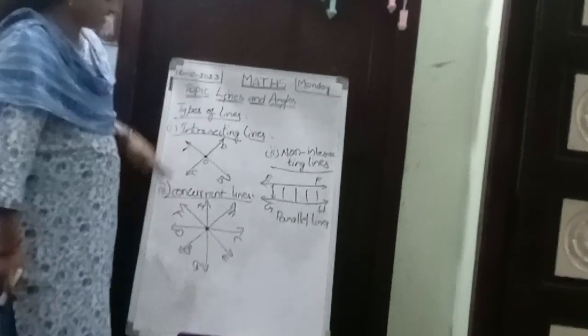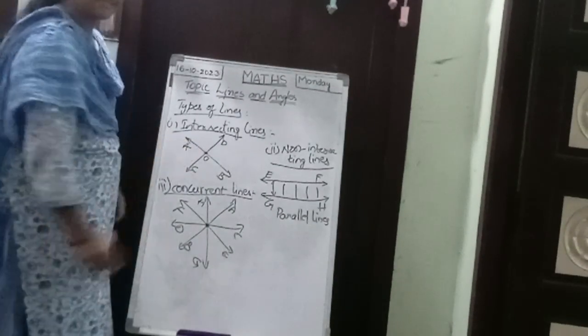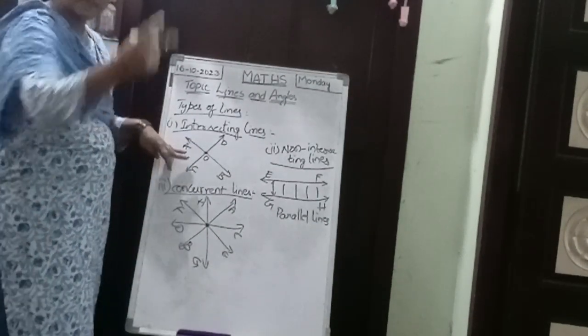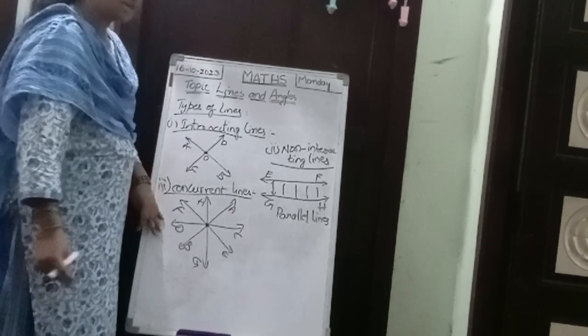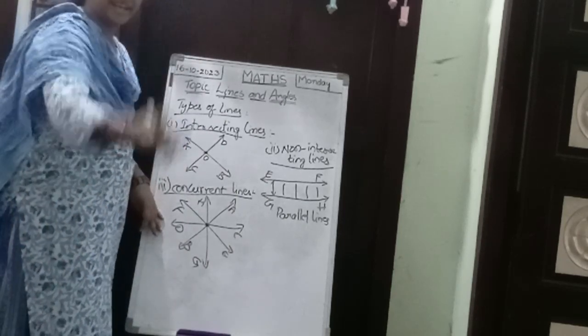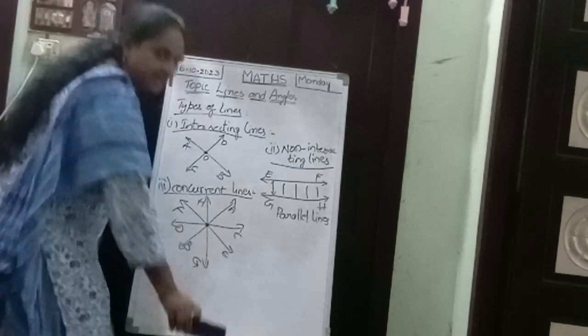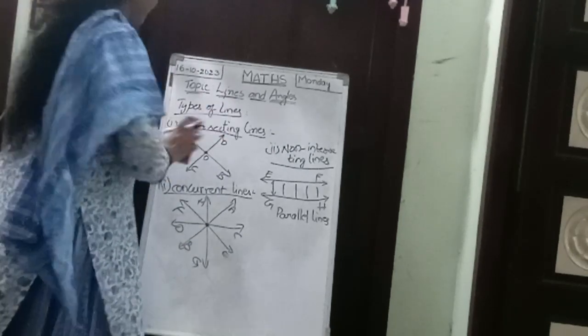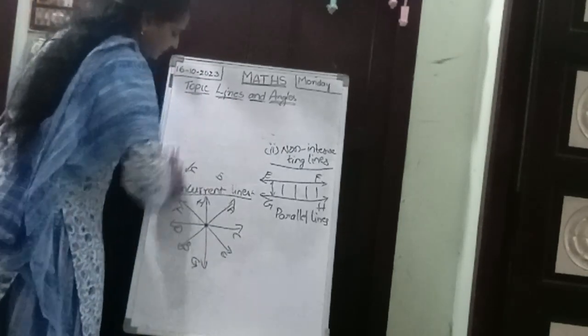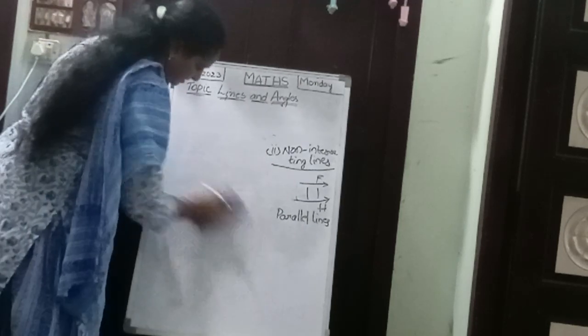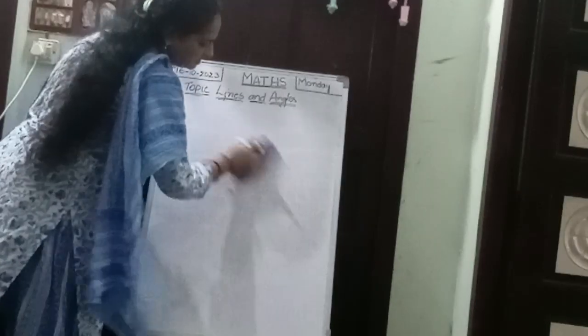The main difference between intersecting and concurrent lines is that intersecting lines will have only two lines, and concurrent lines have three or more lines. This is the main difference between these types of lines. Next, coming to angles. First of all, let us see the definition of an angle.